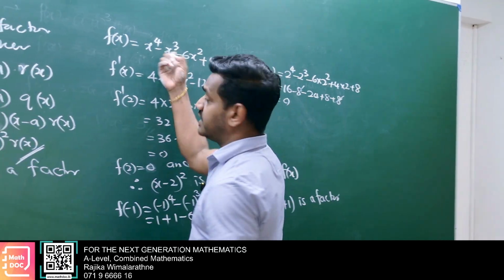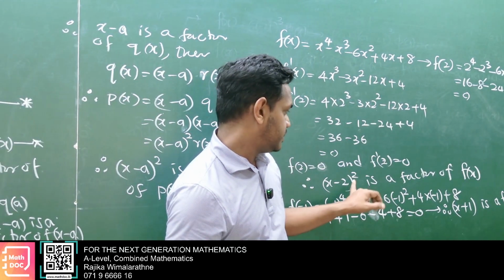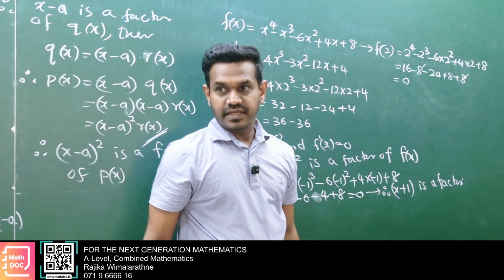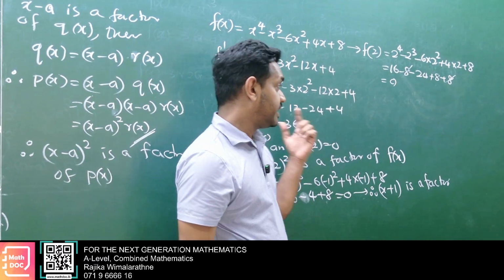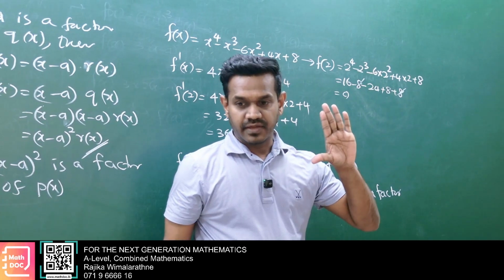So here, biquadratic function: (x − 2)² is a factor, and we have also obtained that x + 1 is a factor. Now we know 3 factors. We know 3 factors, then find the remaining factor.